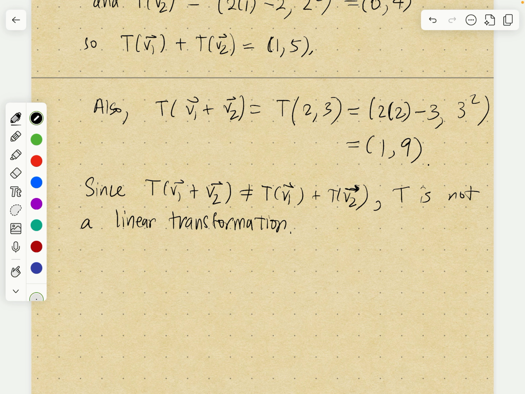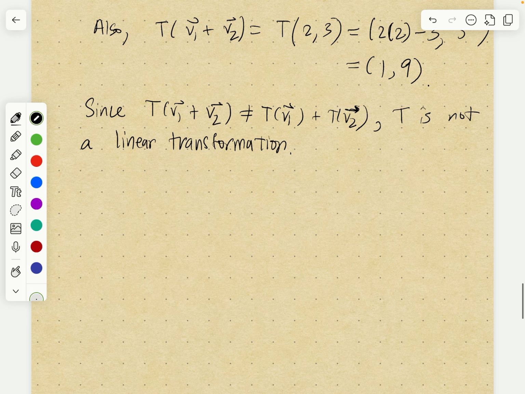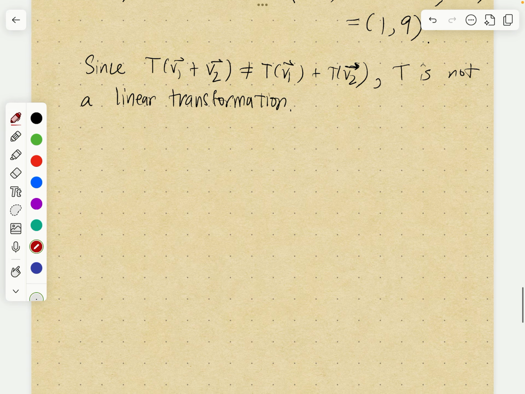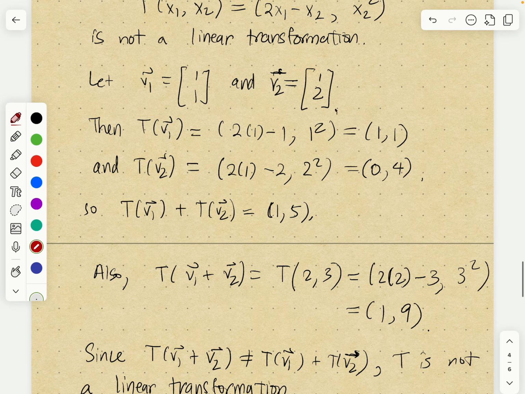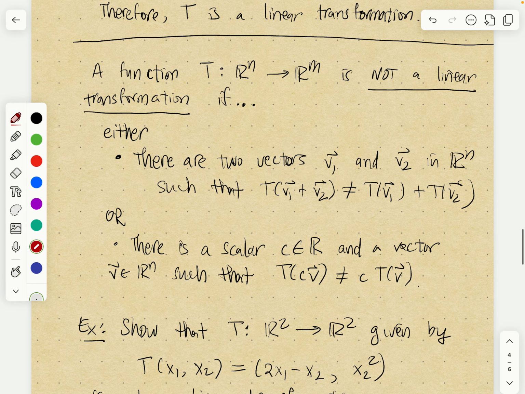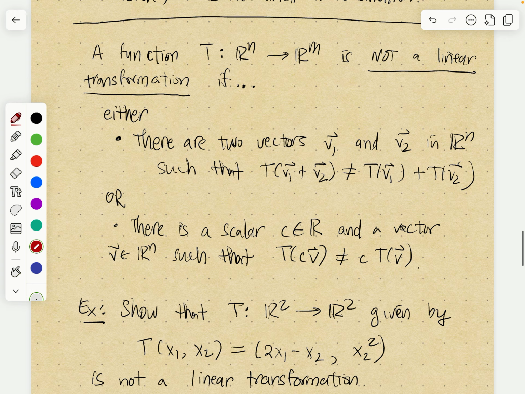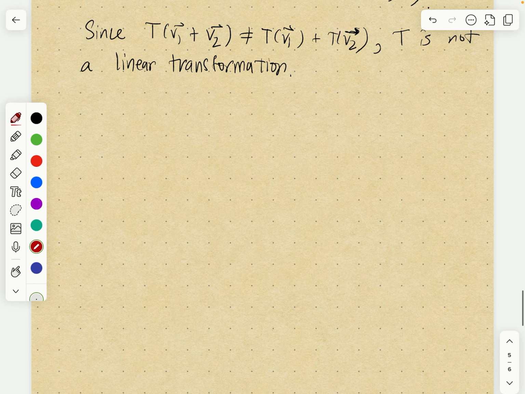That shows that T is not a linear transformation. Now, before we end, let me just make one final comment. Pretend that a student writes the following. I'm going to make up something. Let's say you want to show that T does satisfy the first property. We showed that T doesn't satisfy the first property of being a linear transformation. But let's say a student does this.